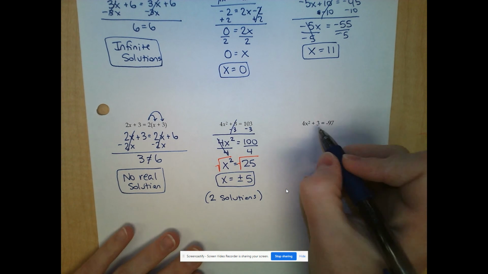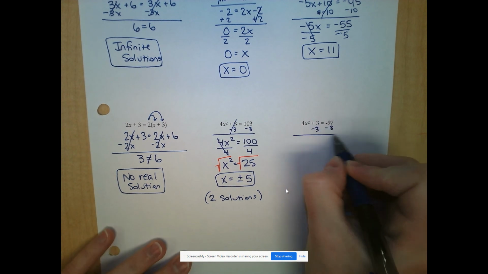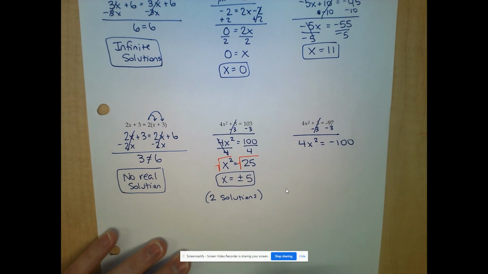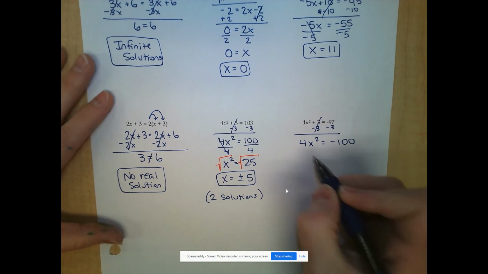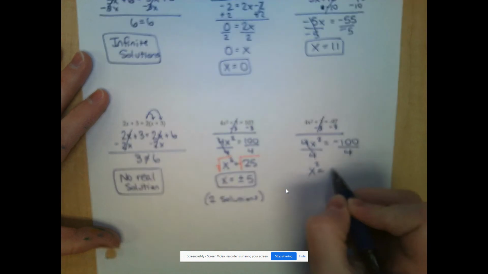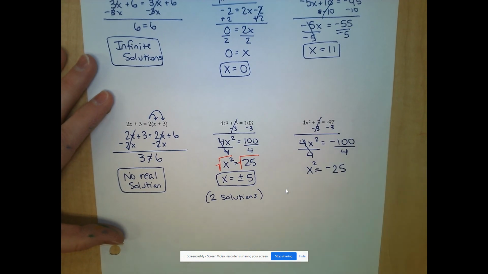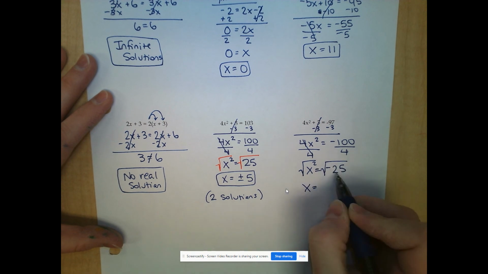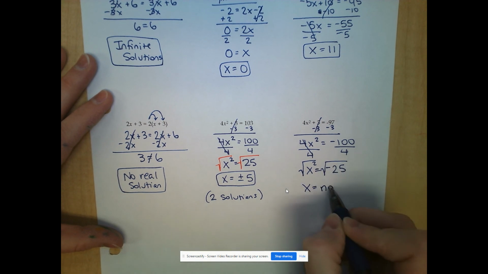Last but not least, if I subtract 3 from both sides here, I get 4x squared equals negative 100. And you're thinking, okay, not a problem. Divide both sides by 4. I can do that. X squared equals negative 25. Okay, I'm okay so far. But if I try now to square root both sides, I cannot square root a negative. So this would be no real solution.